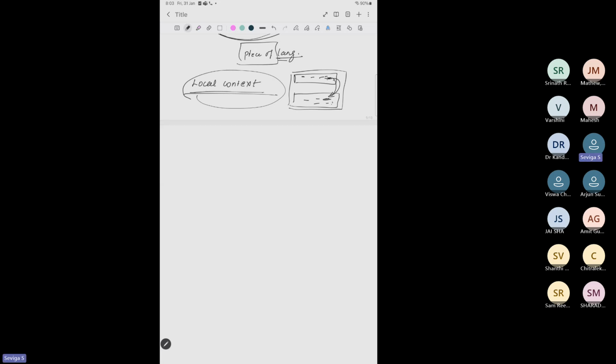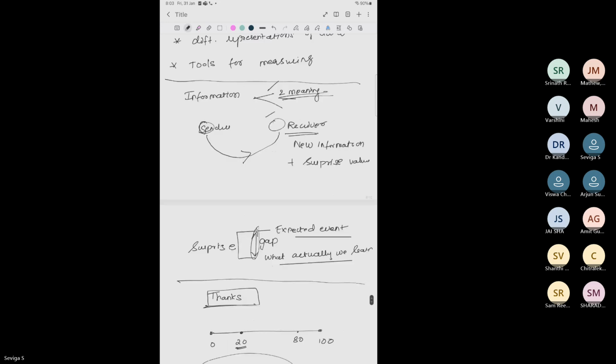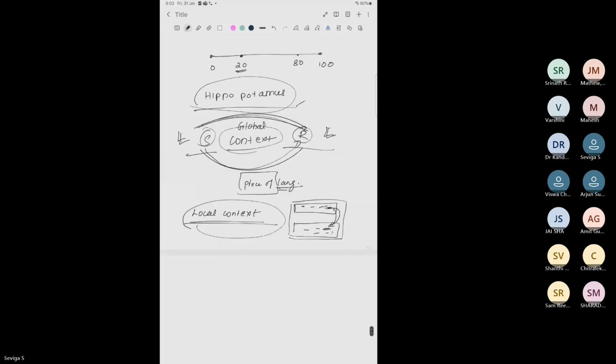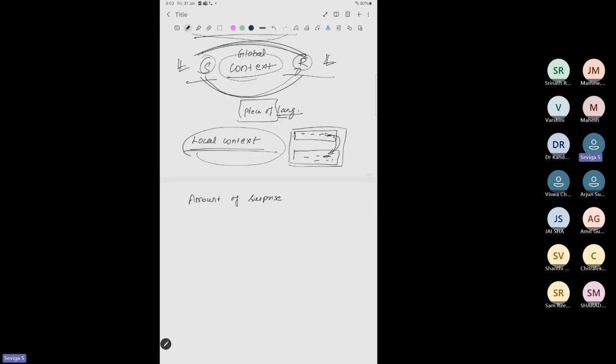Is it clear so far? So we started with the meaning of information. We understood what surprise is, and we saw what global context and local context are, and next we saw how to quantify the amount of surprise. In this class, we are not dealing with the mathematical concepts. We are just understanding the explanation behind the concepts used in information theory. We are not dealing with formulas or the mathematical explanation behind it.